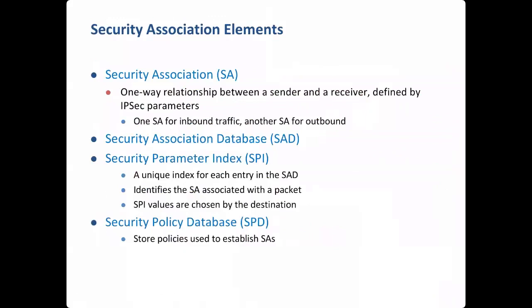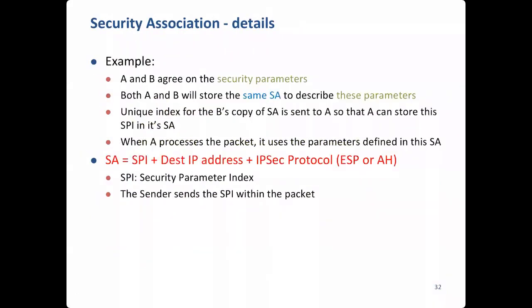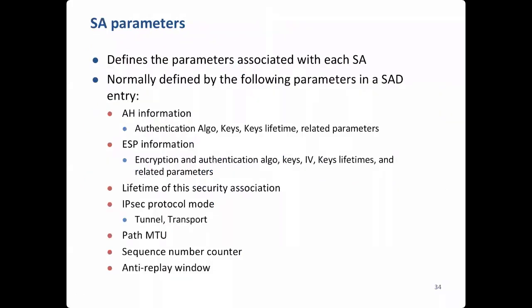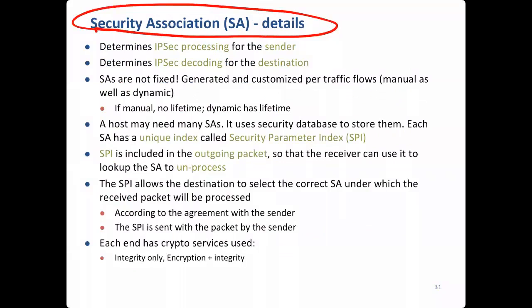Okay, all right. So we have following elements: security association, which is one way relationship between sender and receiver, defined by IPSec parameters, security association database, security parameter index, and security policy database. Okay, all right. So these are each connected to one another, right? Okay, please go through this. This gives the details of what is security association and what does it do. Please go through this. We have discussed all these points.